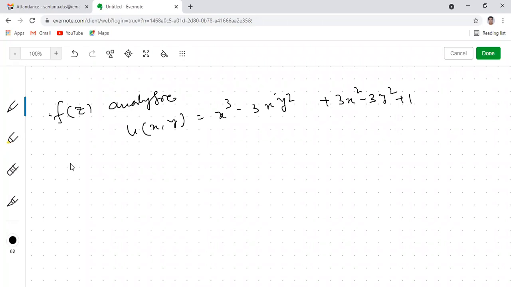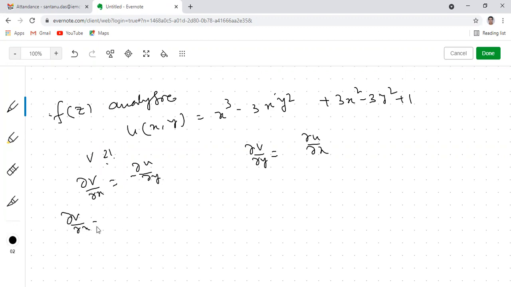So here we'll be using the Cauchy-Riemann equations. That means we need to identify v. So v is unknown. ∂v/∂x equals minus ∂u/∂y and ∂v/∂y equals ∂u/∂x. So this is known to us. Let's say we use this equation first, then we'll use the other equation later in order to identify the constant of integration. So here ∂v/∂x will be minus ∂u/∂y. So minus ∂u/∂y, where this is u.